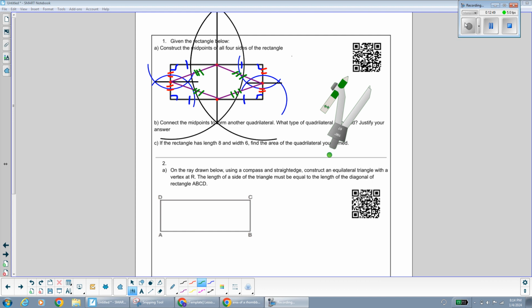The last part of the question says to find the area. So we're told that the length is 8. And since we constructed the midpoint, that means each half is 4. And we're told that the width is 6. And since we constructed the midpoints, that means each half is 3. We have 2 sides of each of the right triangles, and we can find the hypotenuse using the Pythagorean theorem. And these are actually Pythagorean triples. So they are 3, 4, 5 triangles. So I already know that these are all 5.